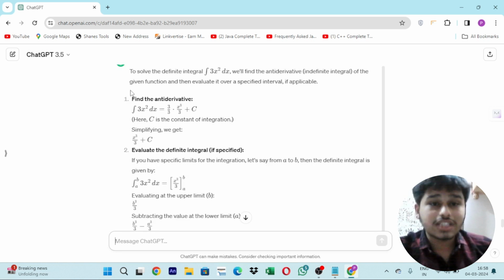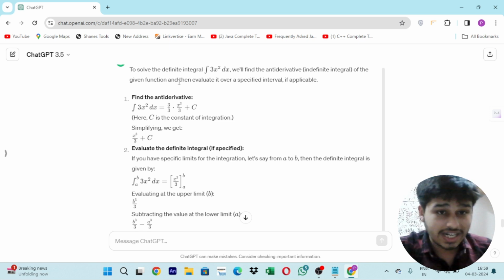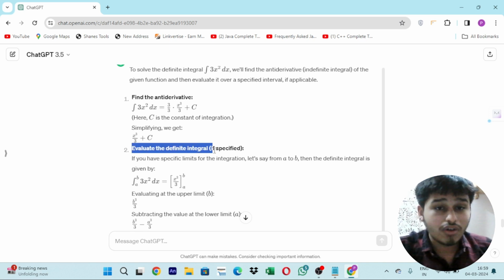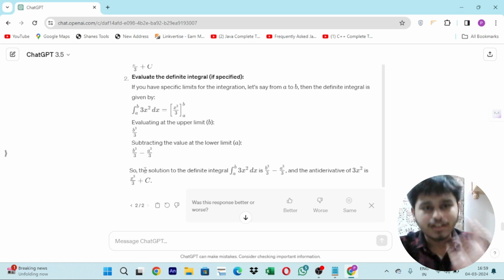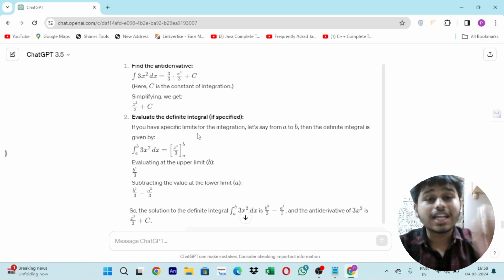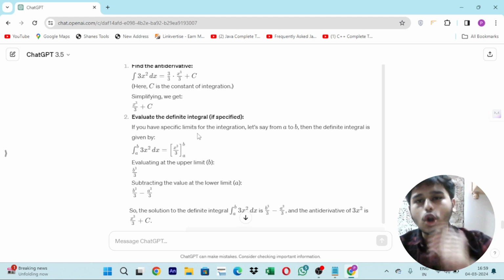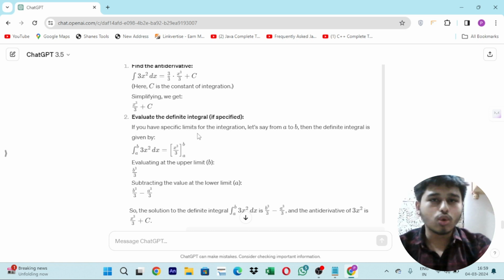First of all, ChatGPT is finding the antiderivative. Then ChatGPT is telling us to evaluate the definite integral like this, and you will get your answer. That's it, guys. The answer is perfect. The integration of 3x square is x cube by 3 plus c, and the method which ChatGPT is giving is also amazing. What do you all think? Just tell me in the comments or in the Q&A section.